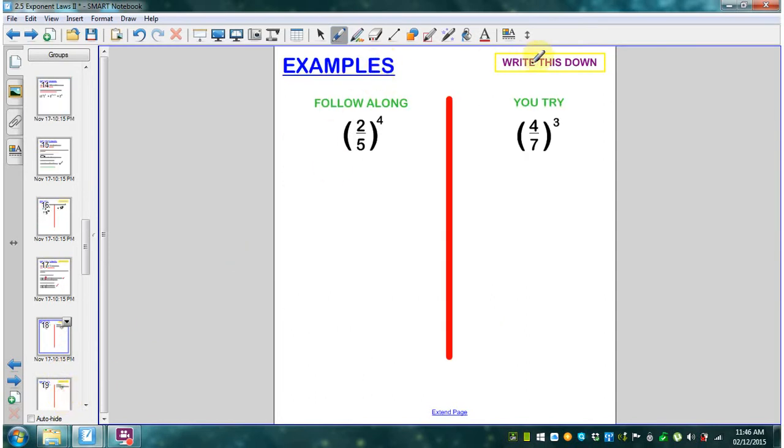Okay, so examples. I want you to write this down. The first one you're going to write down in your book, but you're going to follow along with me. The second one, we're going to pause the video and you're going to give it a try by yourself. But I want both examples in your notes.